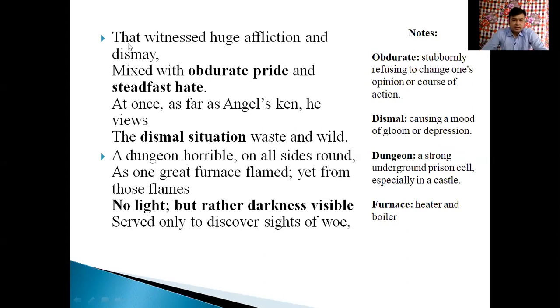Now what he said: mixed with huge affliction and dismay, mixed with obdurate pride and steadfast hate. I mean, he is too stubborn with his pride, and he has steadfast hate. Steadfast hate means a hate that we cannot forget. And a dismal situation, waste and wild. Dismal situation means gloomy and depressed. And this is the description of hell.